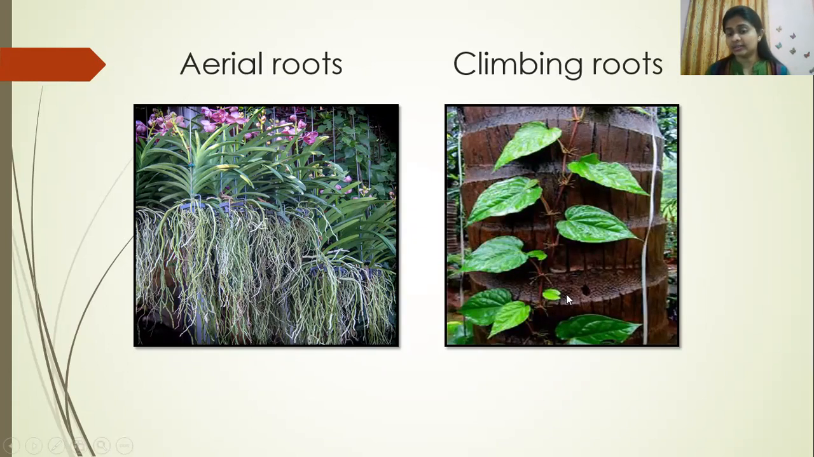You can see the betel leaves here. The creeper is attached to this coconut stem. You can see this root system here. Those are called climbing roots. They help to attach to the surface that it is climbing, right?